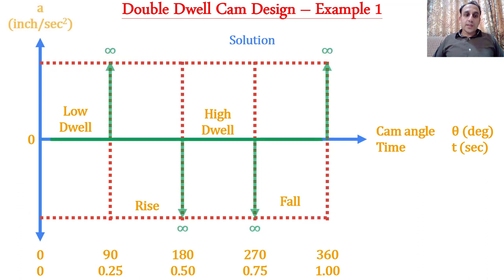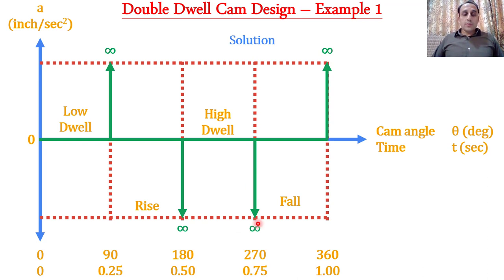So now we'll move to the acceleration diagram. What are we getting? Initially the acceleration was 0, but at 0.25, what is happening? Because of the abrupt increase in the velocity, we are getting a spike in the acceleration, which is infinity, because the velocity changed from 0 to 4 in 0 seconds. So 4 divided by 0 is infinity. The same is happening at 0.5 seconds, 0.75 seconds, and at 1 second. Whenever there is a change in the direction of velocity, we are getting these acceleration spikes.